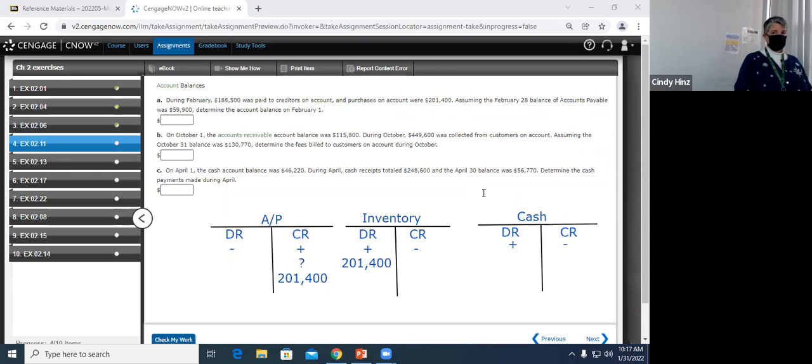Does that make sense? Yeah. Any other questions about that transaction? That's really the first transaction we have recorded in the T account.